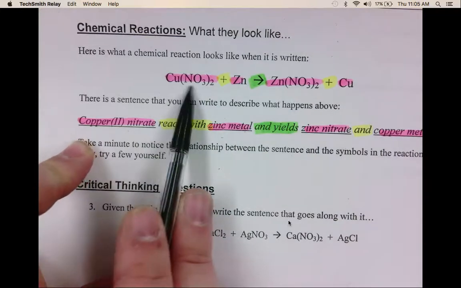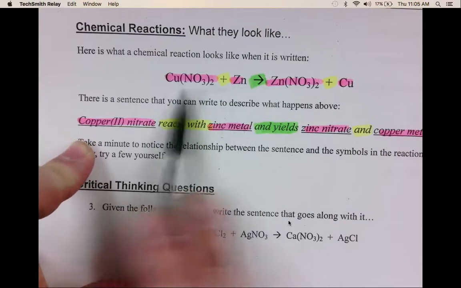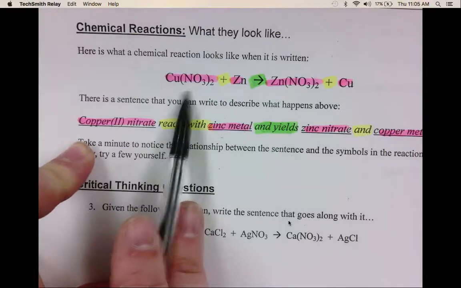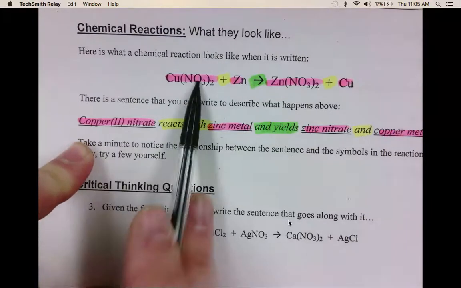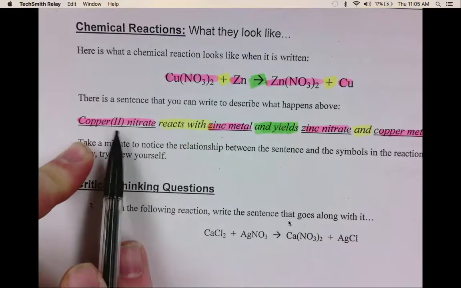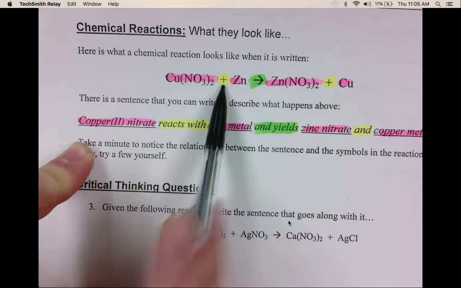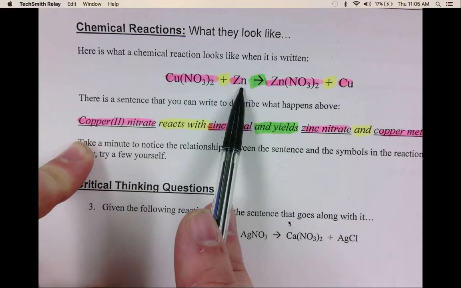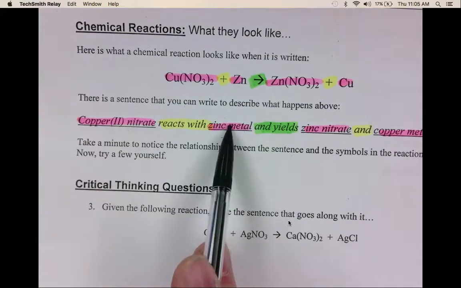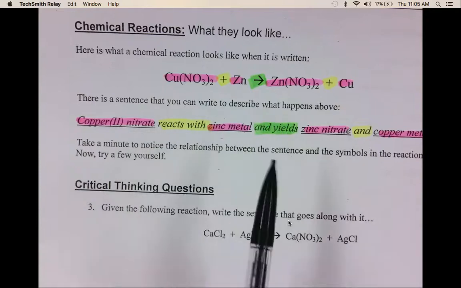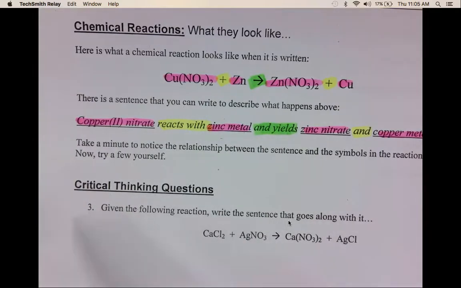So we start with the name of the first reactant. Remember, reactants will be on the left side of the arrow. So you have copper nitrate, copper 2 nitrate. Remember, it's a transition metal, so we need the Roman numeral. Next, we have reacts with. Reacts with is the same as the plus sign. Next, we have zinc metal. Remember, everything on the left side of the staircase is a metal, so we can safely say it's zinc metal.